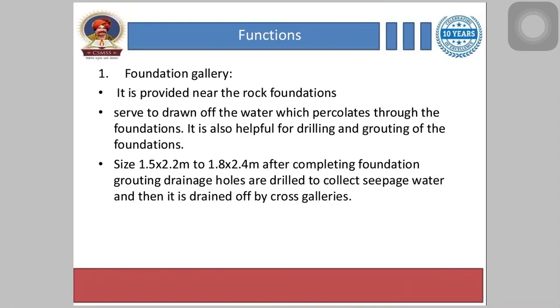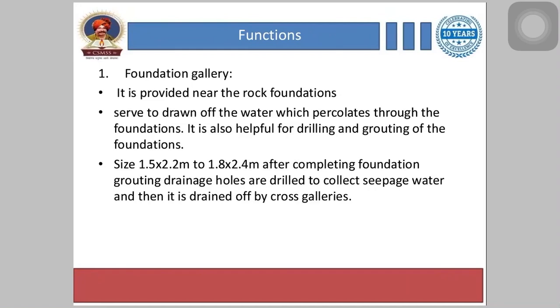A drainage gutter of 30 centimeter by 30 centimeter is also provided at the base, and drain holes are also provided, having a diameter of 20 to 30 centimeter, drilled to the required depth from the base. In this gallery, the seepage is collected through these drain holes, and the drainage water from the gutter is carried out of the body of the dam by the cross drainage gallery.